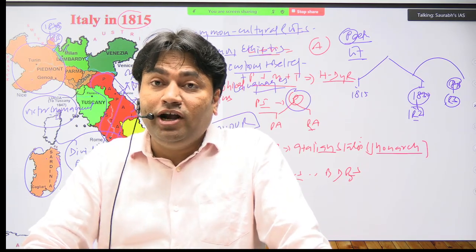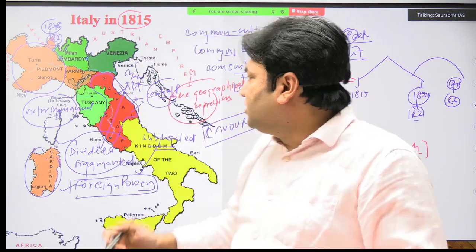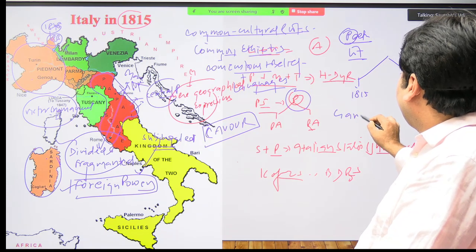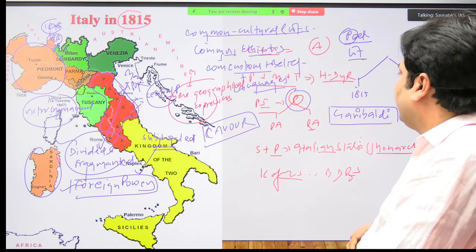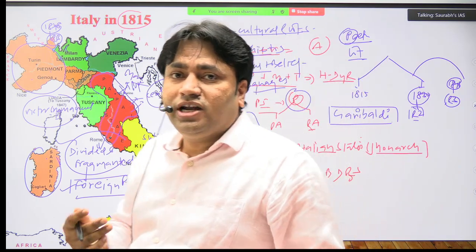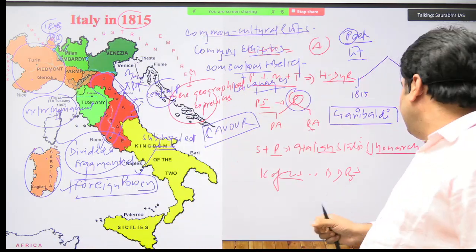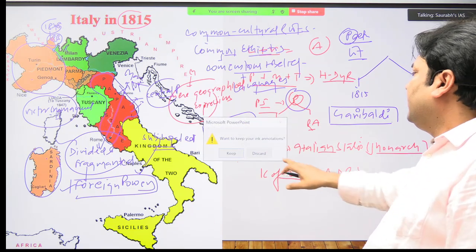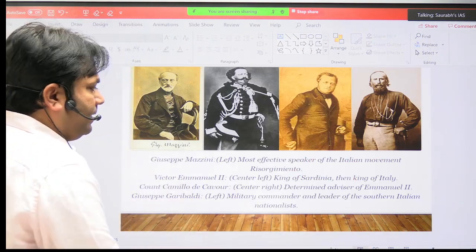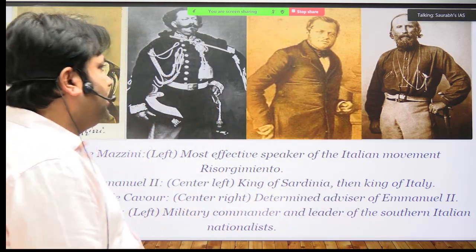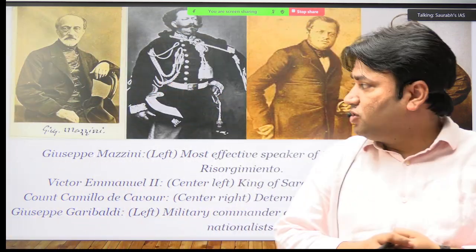So he will appoint a minister also. This is the name of the minister, Count de Cavour. And there is another person who is a revolutionary. The name is Garibaldi. So there are four persons: Garibaldi, Cavour, Victor Emmanuel II, and Mazzini. These are the four most important personalities in the process of unification of Italy. For example, look at this image. What you see, these four persons, are the four most important persons for this process of unification of Italy.